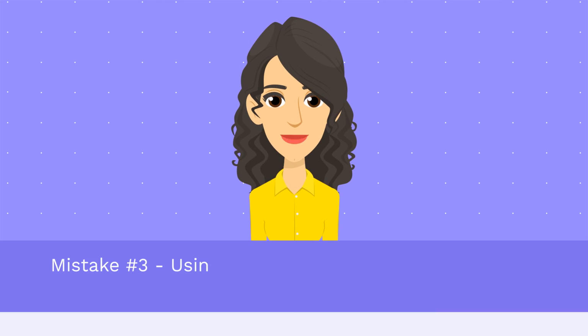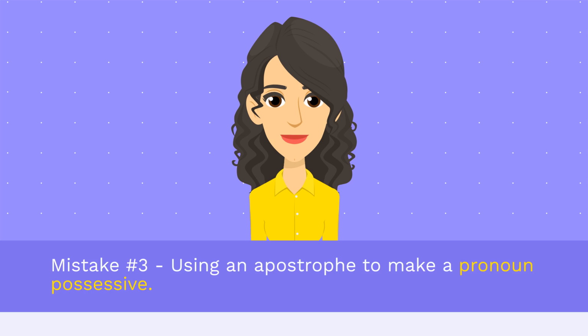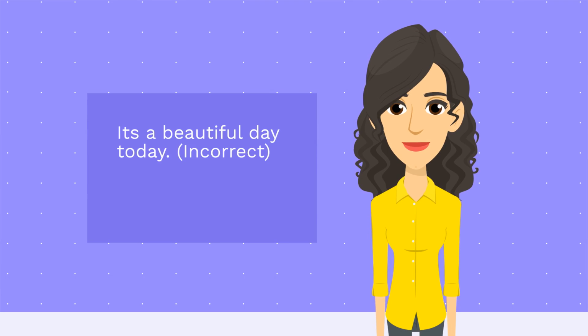Mistake number 3, using an apostrophe to make a pronoun possessive. It's a beautiful day today. Incorrect. Its a beautiful day today. Correct.